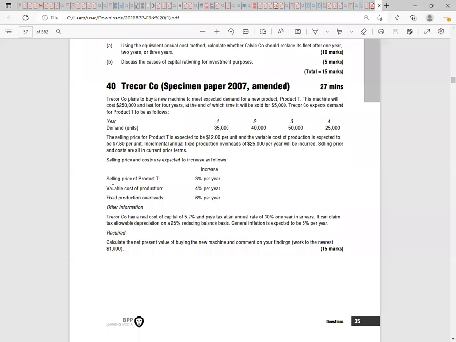Now, if we want to get cash flows in the revenue statement, you do revenue minus cost, isn't it? So I can see they have given me quantities here. I can see I have the selling price. I can see I have variable cost. I can see I have fixed production cost. Let us start by finding the selling price per year for the 4 years.